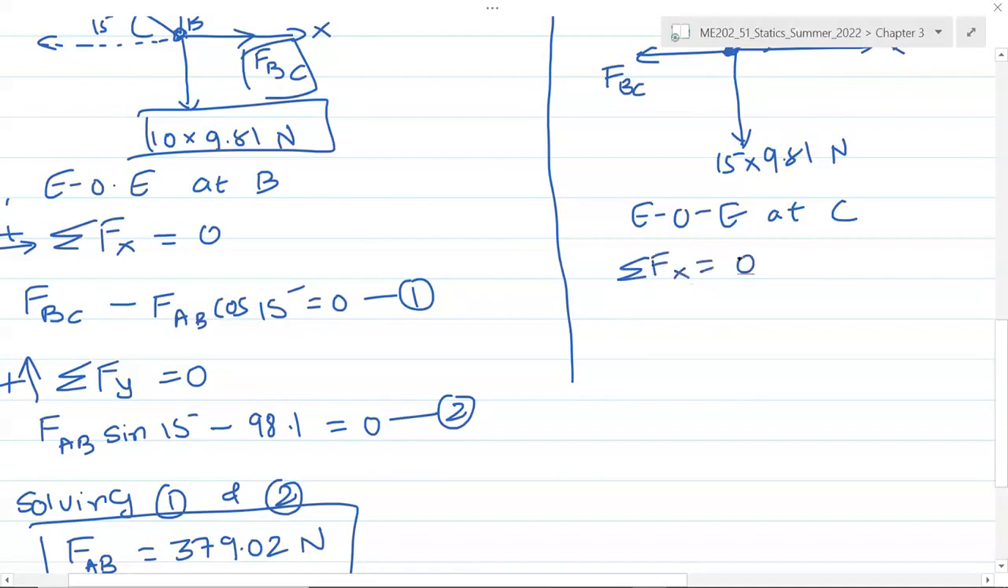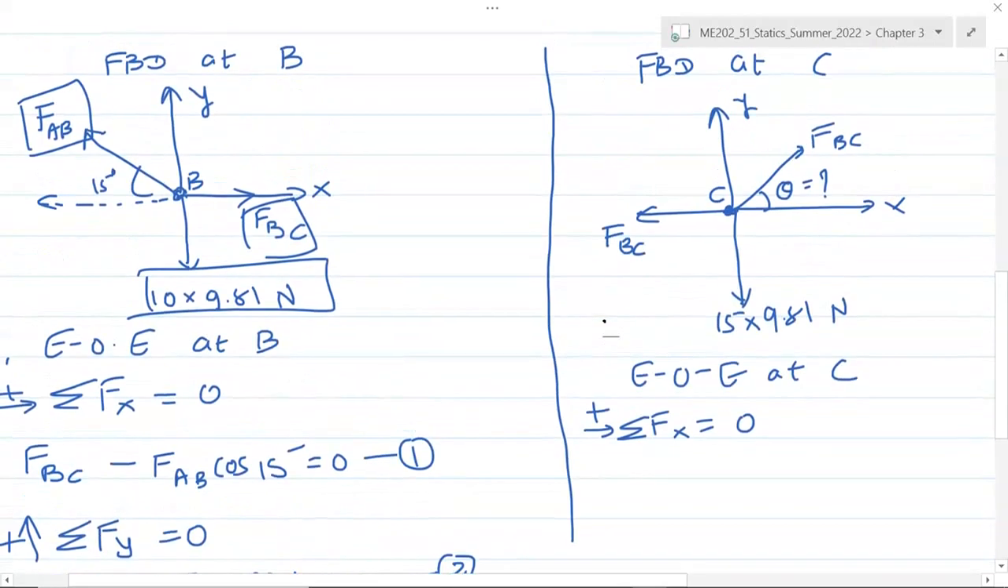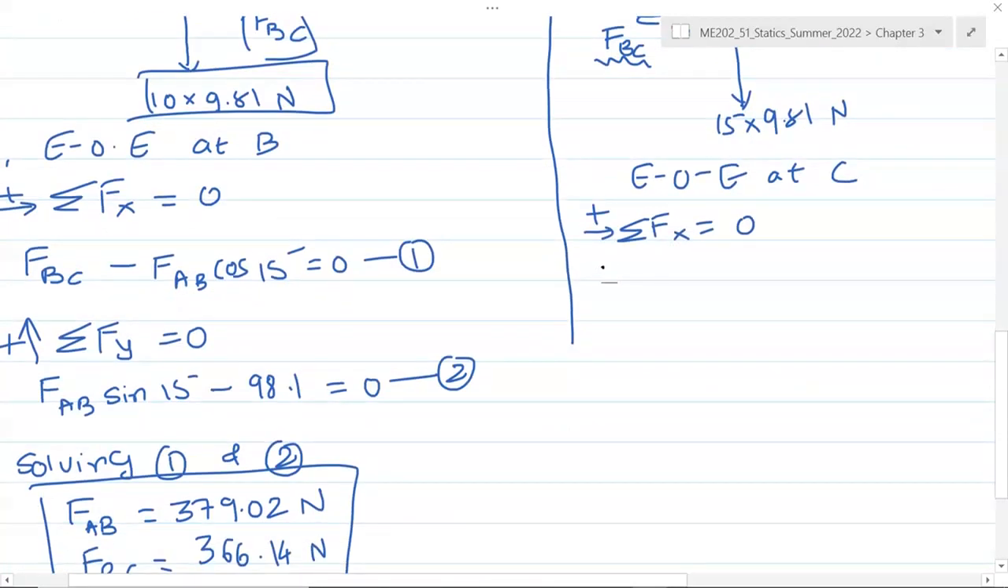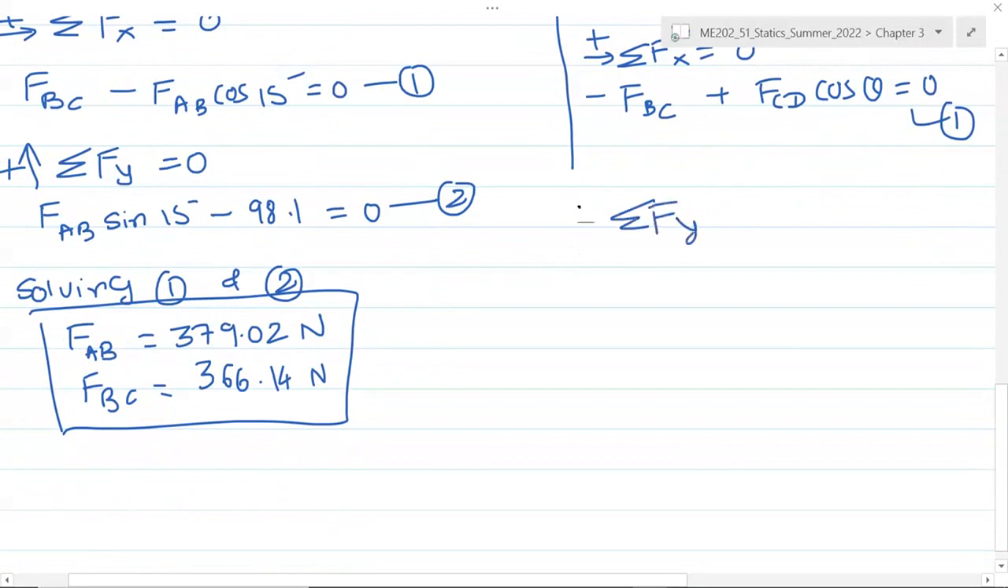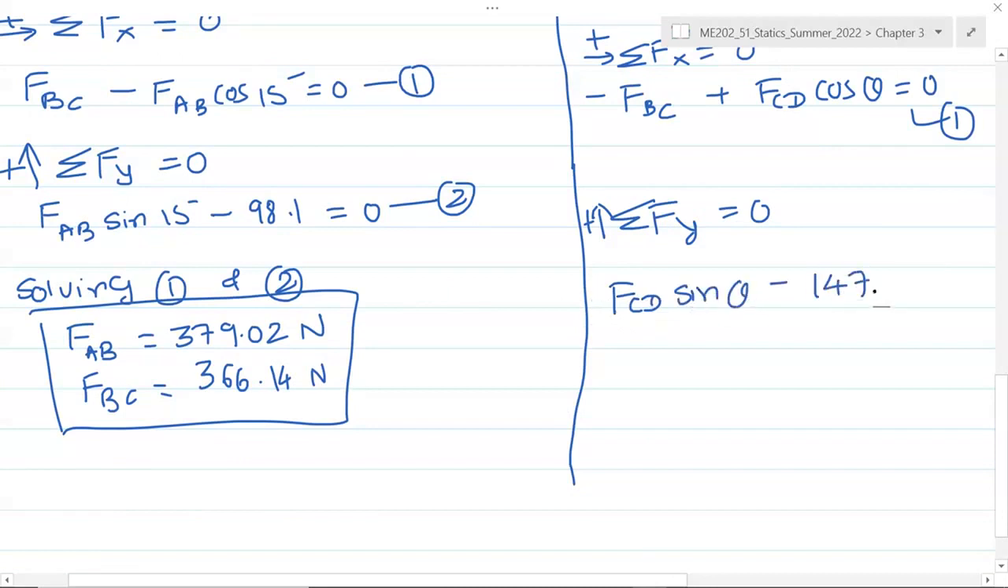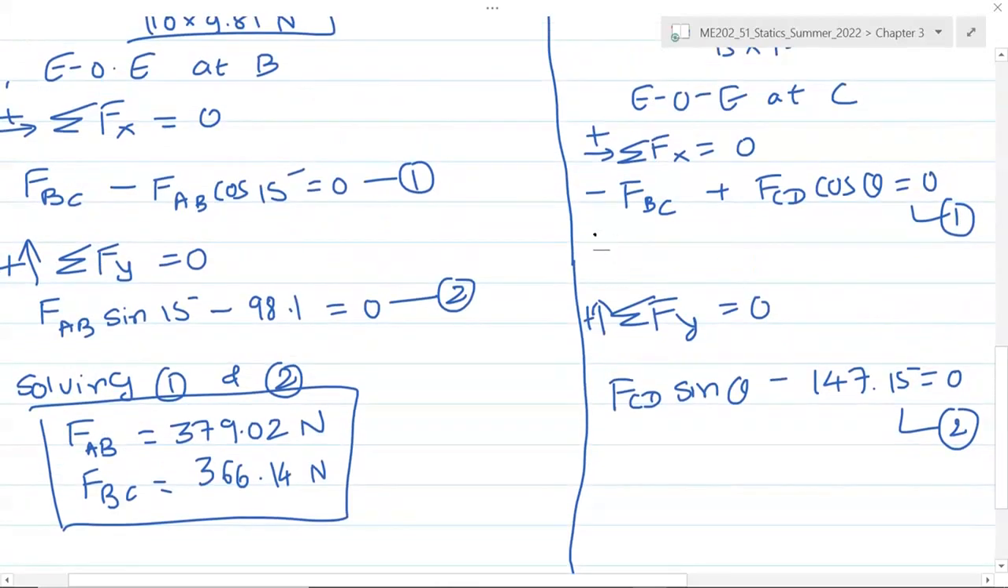Sum of the forces in x direction equals 0. Going right is positive. So we have FBC, which is going left, and we have horizontal component of FCD, and that's positive. So this is minus FBC plus FCD cosine theta equals 0. We do not know the value of theta, so we will leave this as is. Sum of forces in y direction, positive going up, is equal to 0. This is second equation of equilibrium: FCD sine theta minus weight of the light equal to 0. That's number 2. Now for equation number 1, we know the value of FBC, so we can say this is minus 366.14 plus FCD cosine theta equal to 0. And that's still equation number 1.